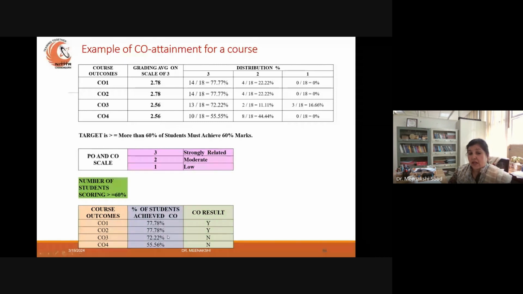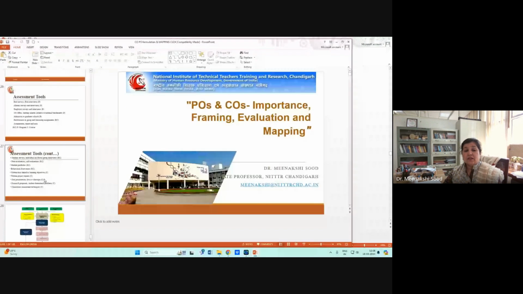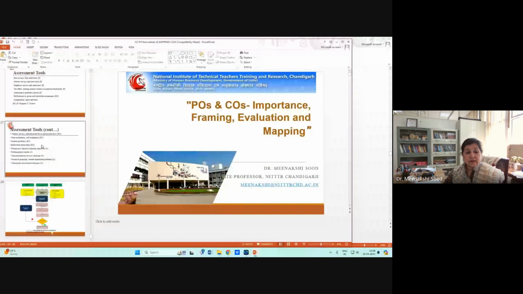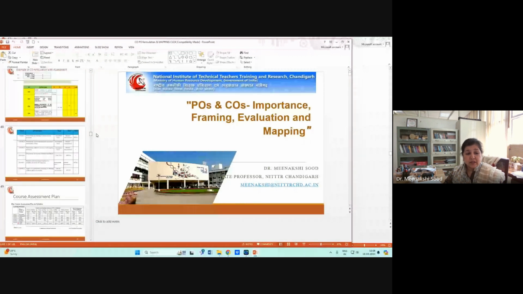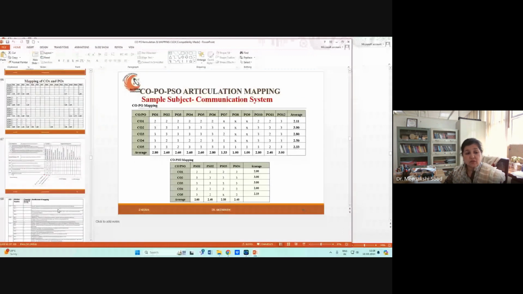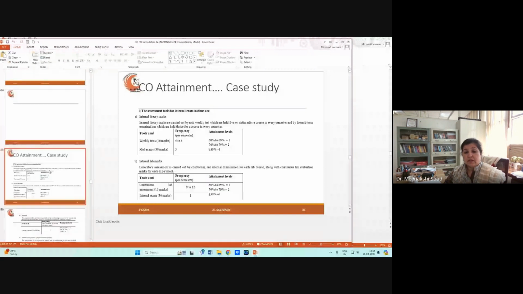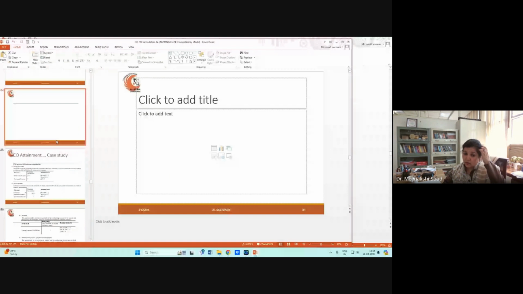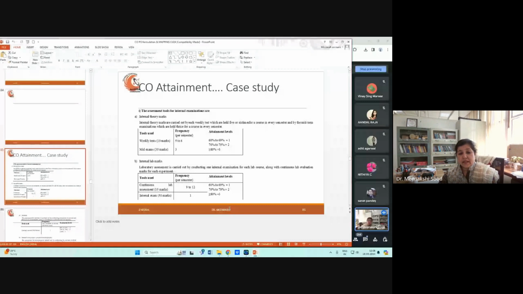So once the COs are attained, as I said, it can be done by any software, any tool, or any method which you people are following. Some people have drawn the mathematical equation also for the attainment of the course outcomes.